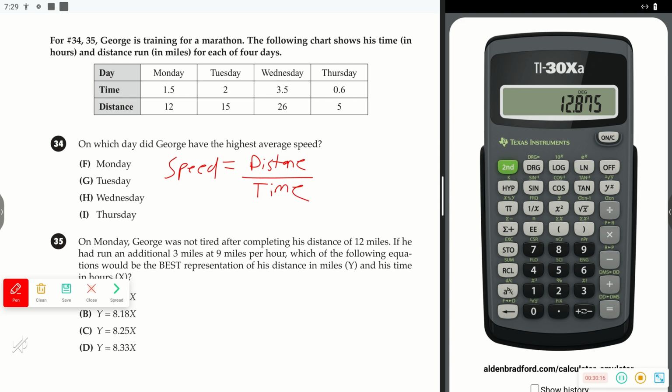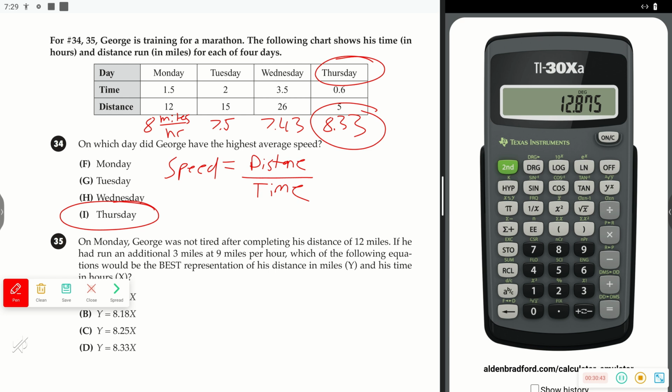So for the first one, we're doing 12 divided by 1.5, which is 8 miles per hour. And then 15 divided by 2 is going to be 7.5. 26 divided by 3.5 is 7.43. 5 divided by 0.6 is 8.33. And it asks for which one has the highest average speed. So we're looking for the biggest number. The biggest number is here, which was on Thursday. So the answer to number 34 is Thursday.